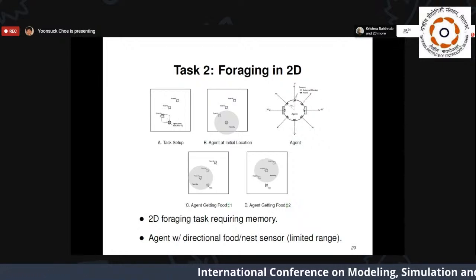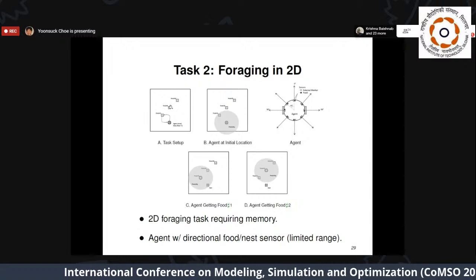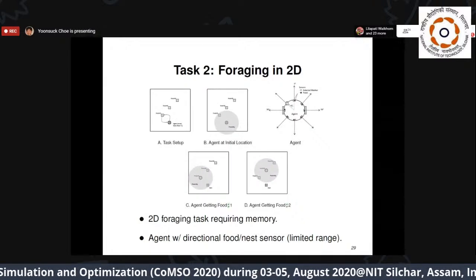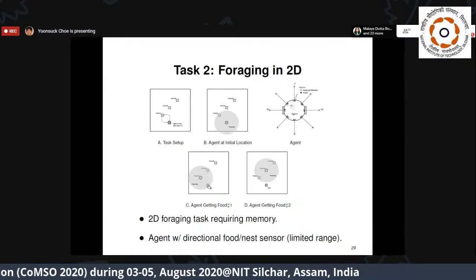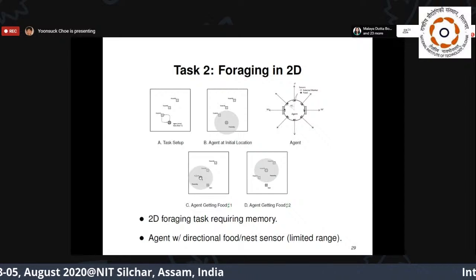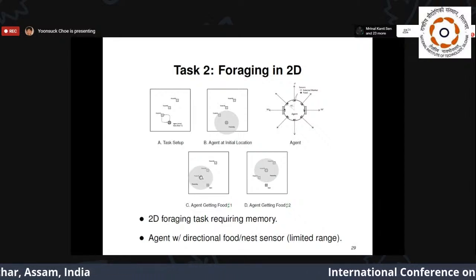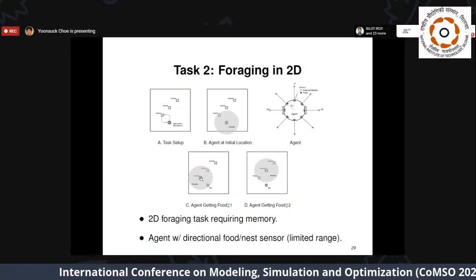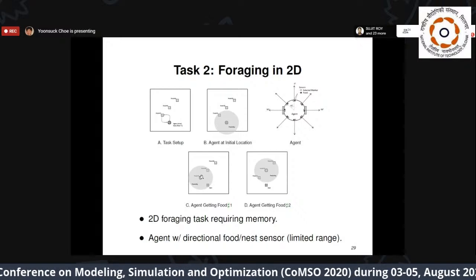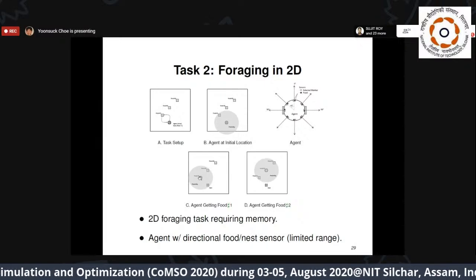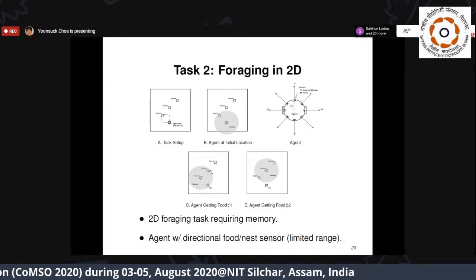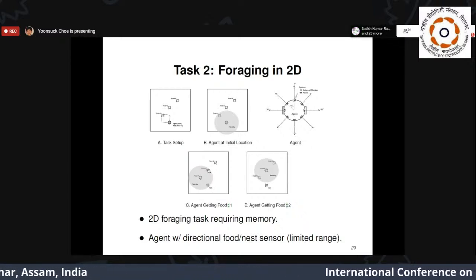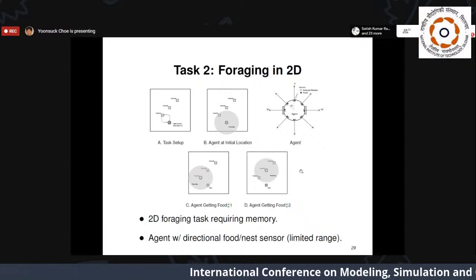The task is to go to these food sources and pick up the food and come back to the nest. The sensors have a limited range. So ideally, by the point when you reach food location number one, you detect food location number two. But when you come back to the nest, then food location number two is out of view. If you don't have memory, you cannot go there.